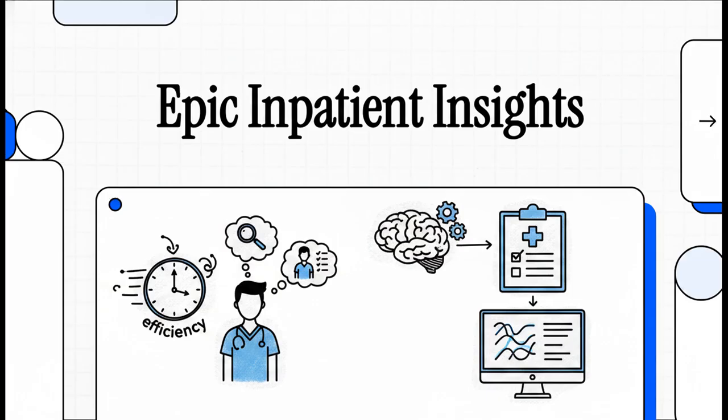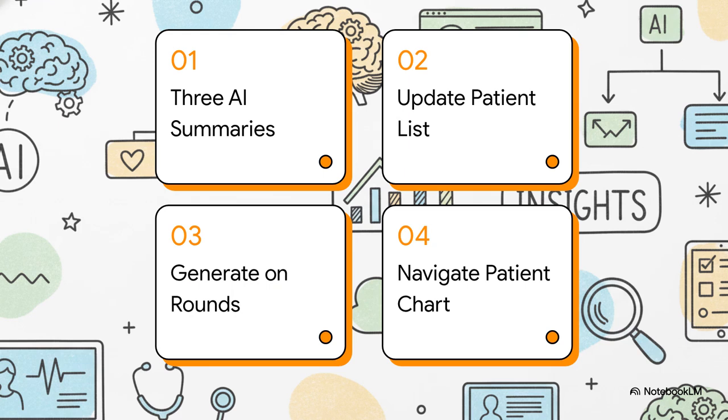Let's get into it. Here's our quick roadmap for today. 1. The 3 AI summaries. 2. Updating your patient list. 3. Generating those summaries on rounds. And 4. Navigating the patient chart.